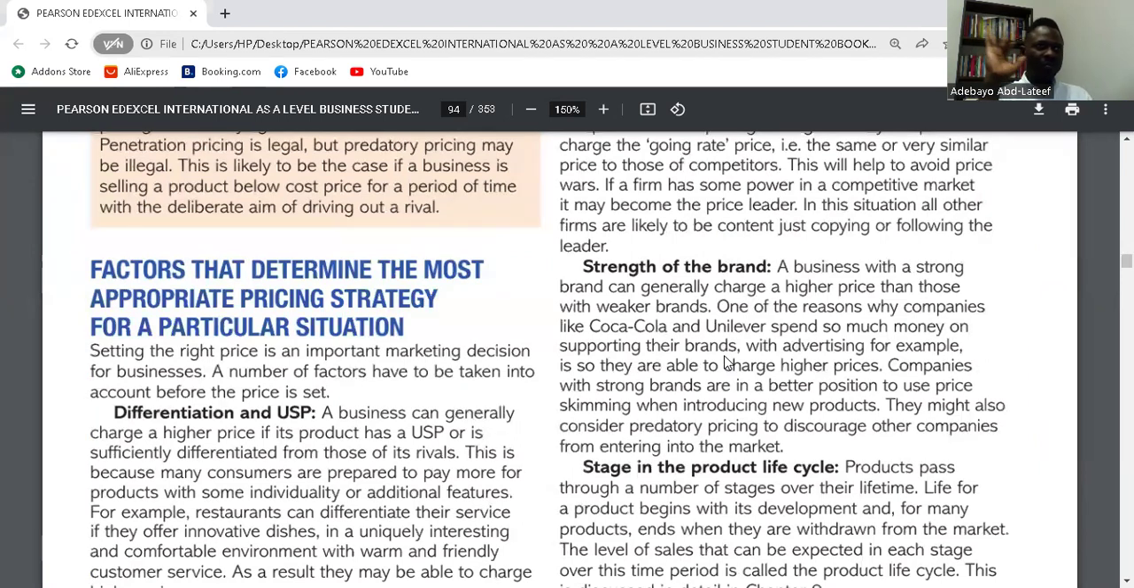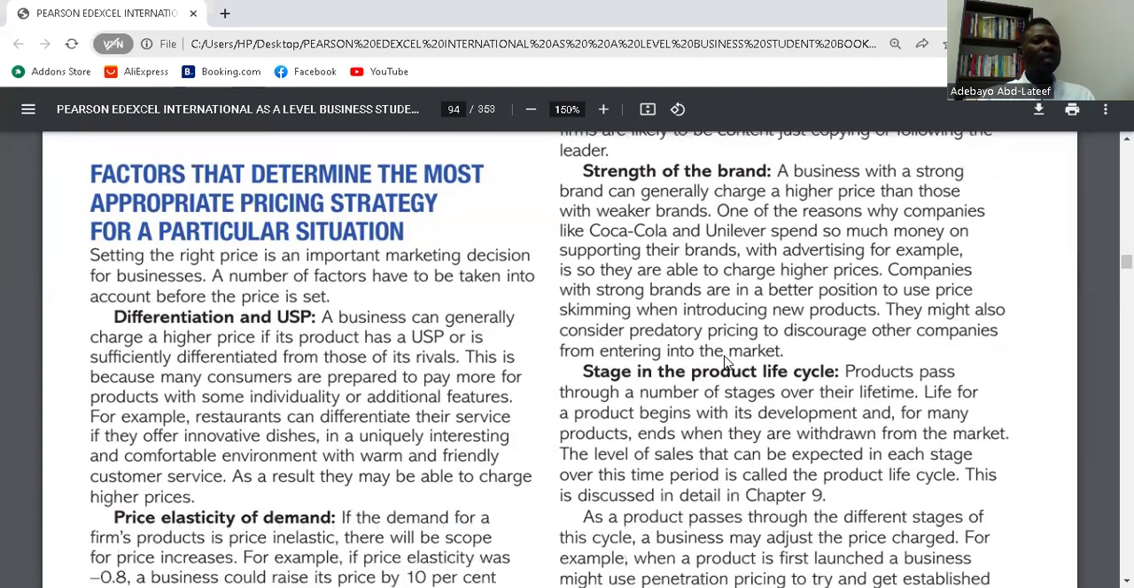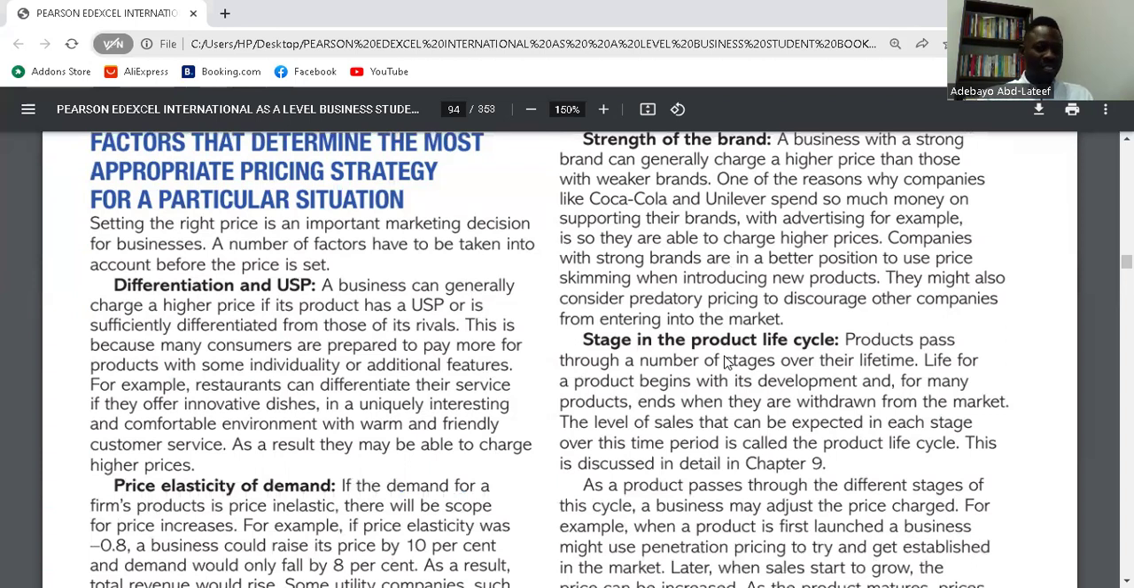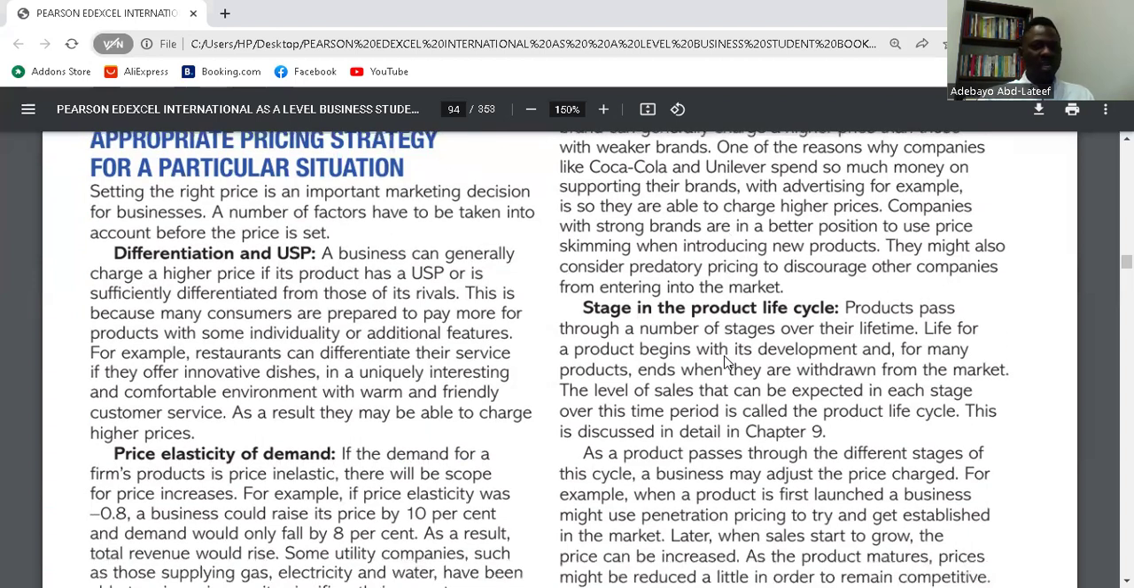We go to factors that determine the most appropriate pricing strategy for a particular situation. Setting the right price is an important marketing decision for businesses. A number of factors have to be taken into account before the price is set. One, the position and USP. A business can generally charge a higher price if its product has a USP or is sufficiently differentiated from those of its rivals.